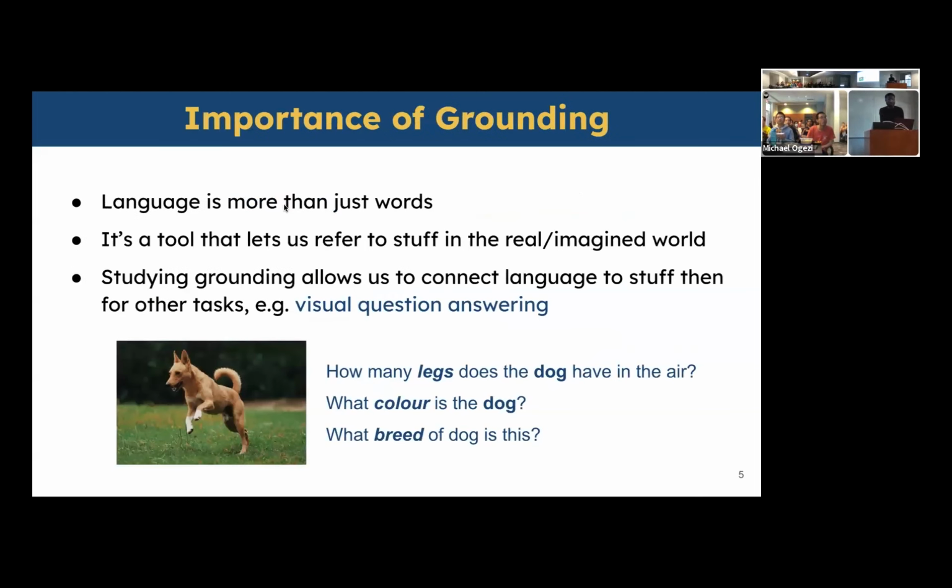So why is grounding important? It's important because language is more than words. It's a tool that we use to express ourselves and to refer to things, whether real or imagined. And studying grounding allows us to connect language to things and perform other tasks above that, such as visual question answering. So in this picture below, when we have sufficiently grounded language to this picture, we can ask questions such as how many legs does the dog have in the air, or what breed of dog is this? And we are not able to sufficiently understand questions like this if we have not grounded properly.